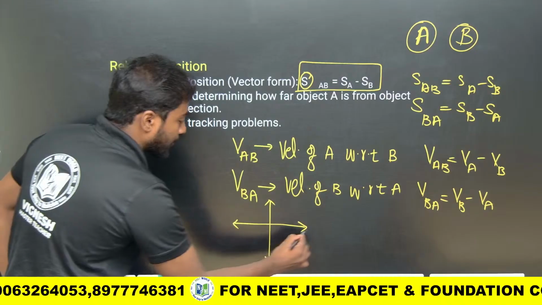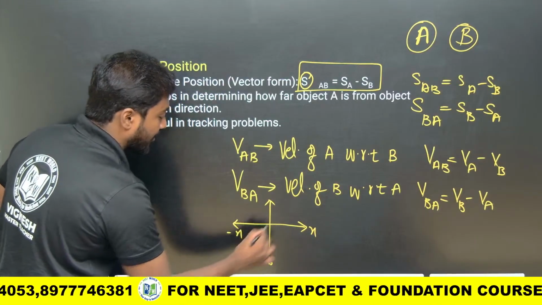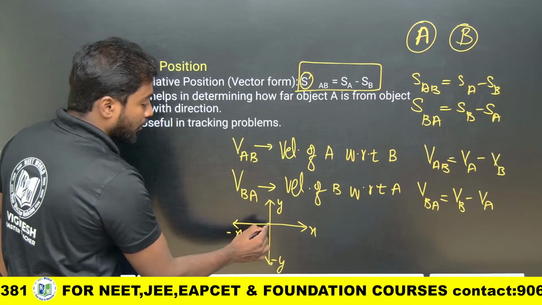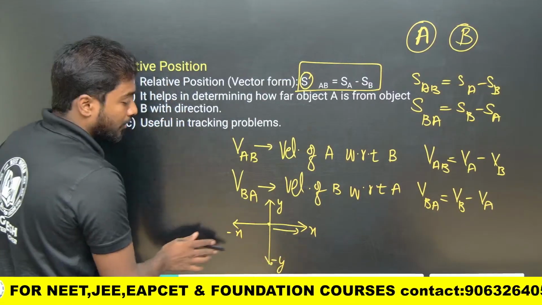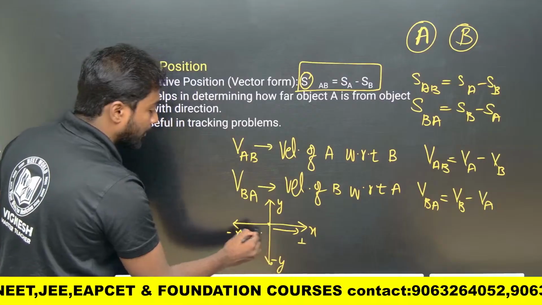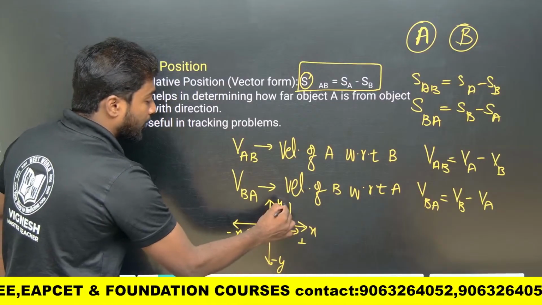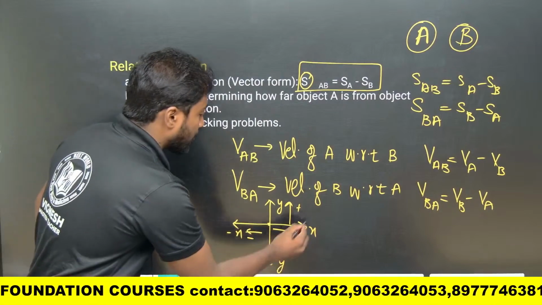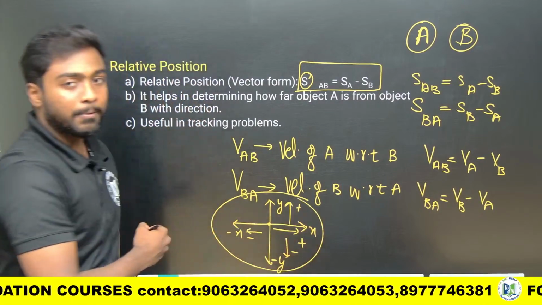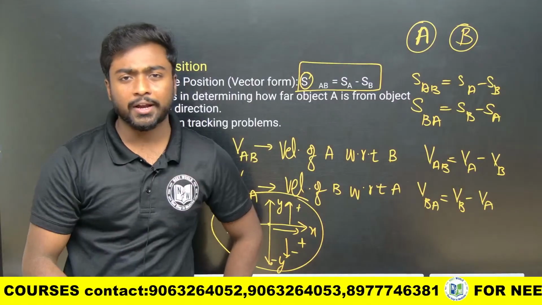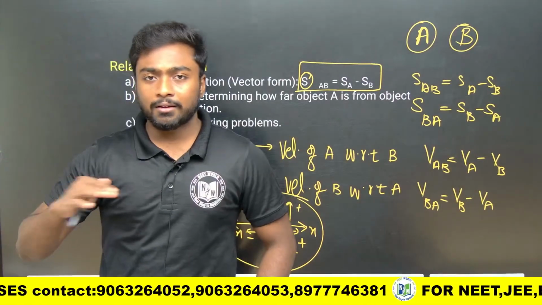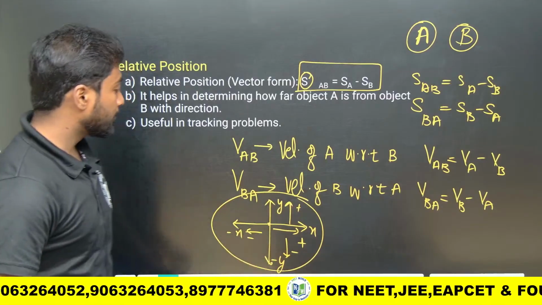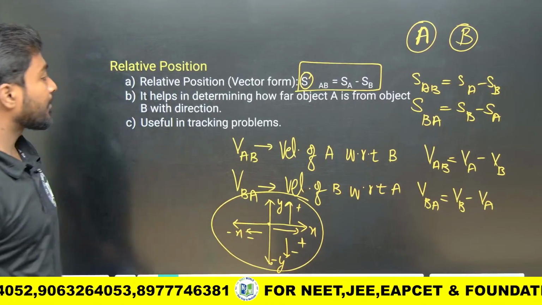We know that there is positive x-axis, negative x-axis, positive y-axis, negative y-axis. In the right side it is positive, in the left side it is negative, upward positive, downward negative. Keep this in mind whenever you are solving problems. Upward positive, downward negative, in the right side, that is x-axis positive, minus x-axis negative. It is useful in tracking the problems.